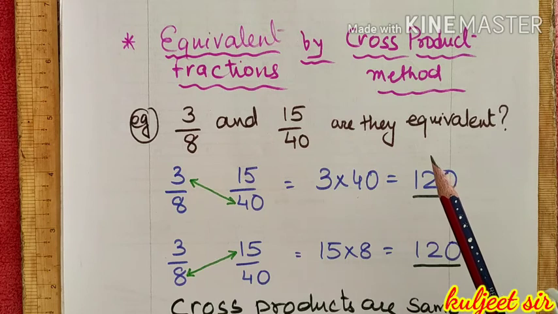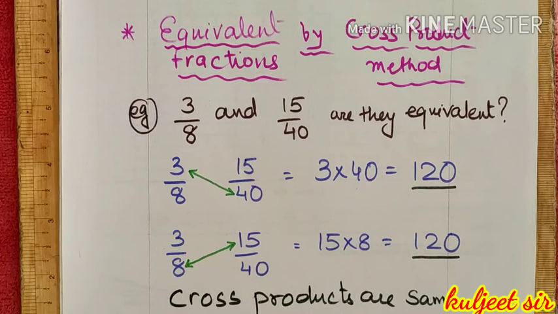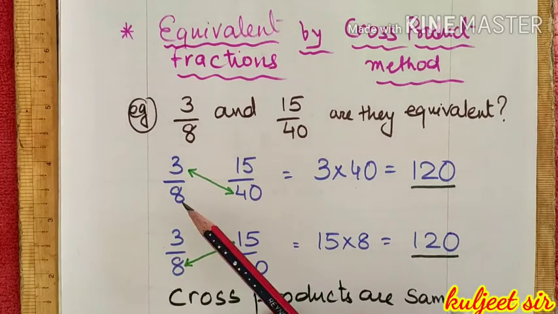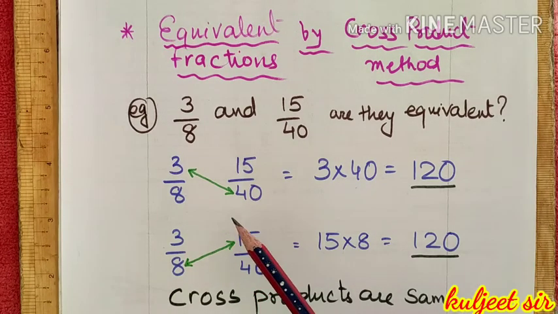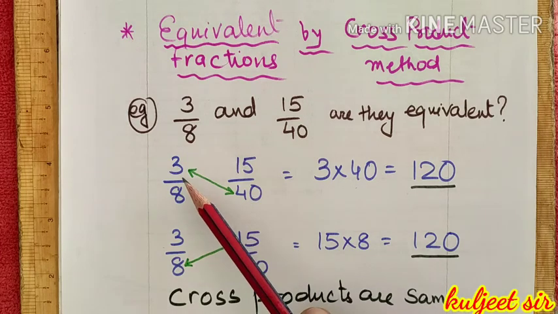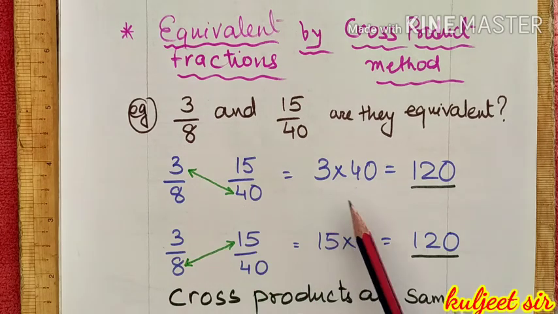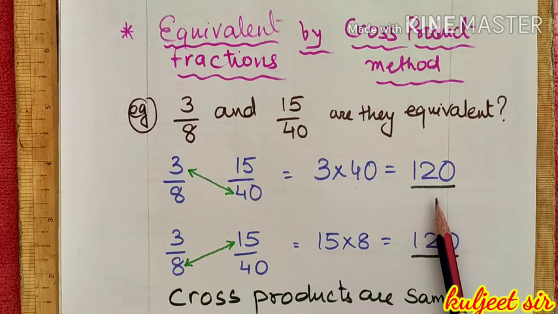To check whether the two fractions are equivalent or not, we will follow certain rules. Stepwise, as you can see on my screen, first we will find the cross product of the numerator of the first number with the denominator of the second number. So I multiplied 3 with 40. When I multiply 3 with 40, I get 120 as my answer.